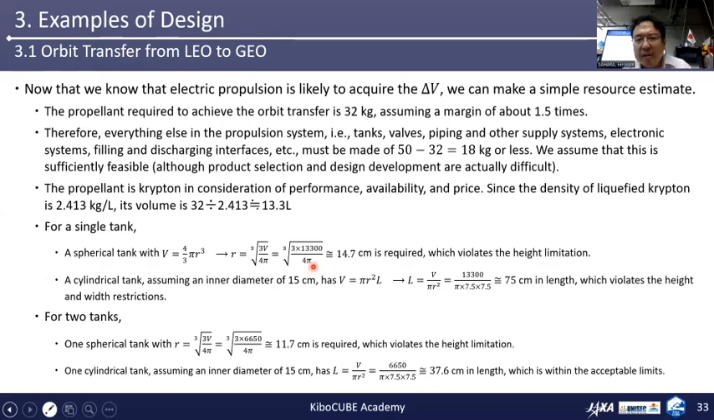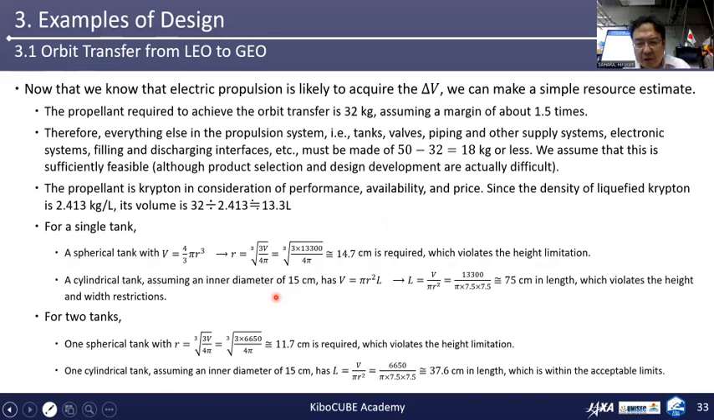The propellant mass to be carried is 32 kilograms, taking into account a margin of 1.5 times. Therefore, a propulsion system must be built with the remaining 18 kilograms. And let us assume that this is sufficient. If krypton is the propellant of choice, the liquid krypton to be carried is 13.3 liters. Let's move on to the tank design.